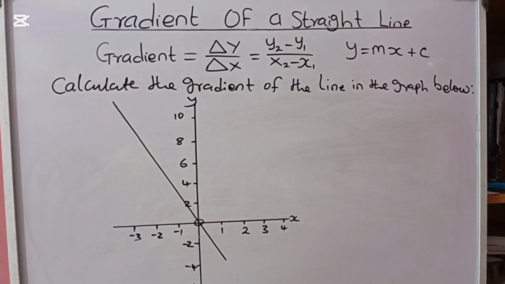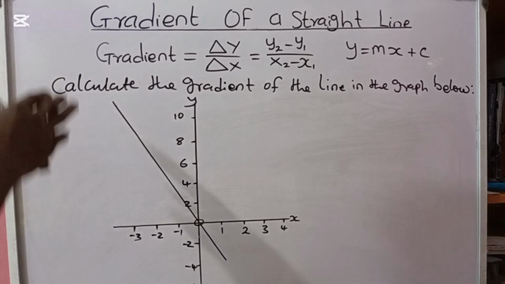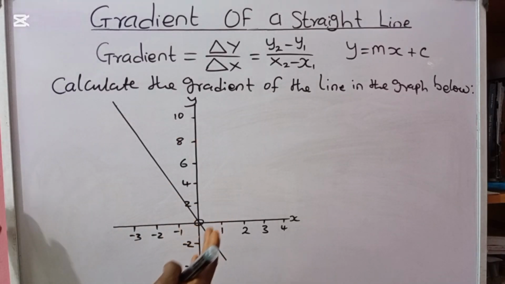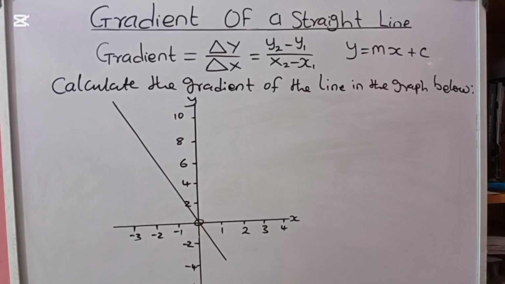Now, next example, you can see how the line slants. The line slants in this form. Of course, that should be a negative gradient, as we showed in some of the various types of gradient. All right, so to find the gradient of the line from the graph, we have to locate 2 points, just like we did in the previous one.